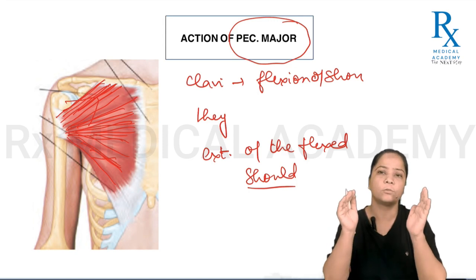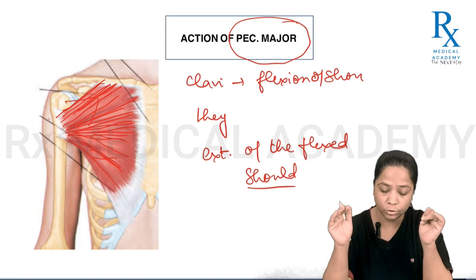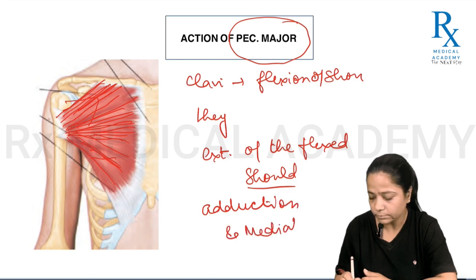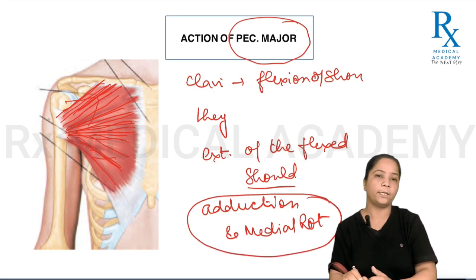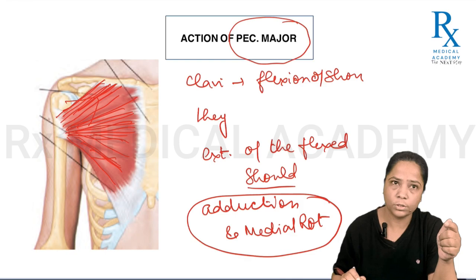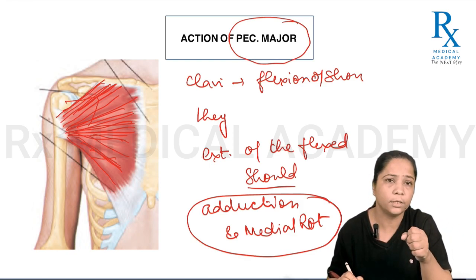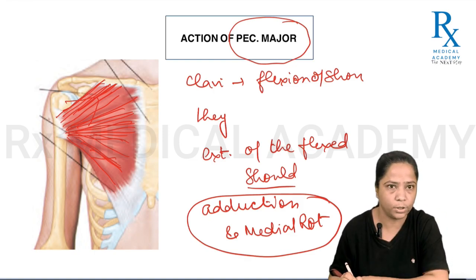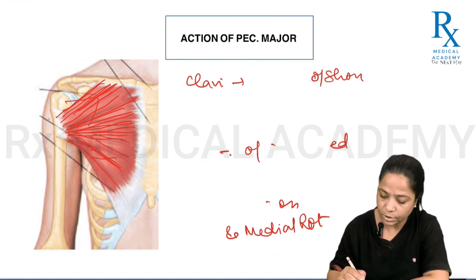If the muscle acts as one unit, suppose the total muscle acts as one unit, this will cause the adduction and the medial rotation. So if the whole muscle is acting as one unit, the sternocostal fibers as well as the clavicular fibers both contracting together, they will cause adduction as well as the medial rotation of the shoulder joint. So this is the action of the pectoralis major muscle.